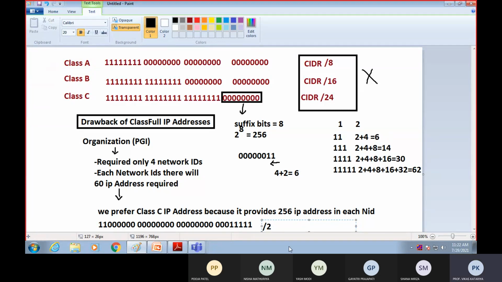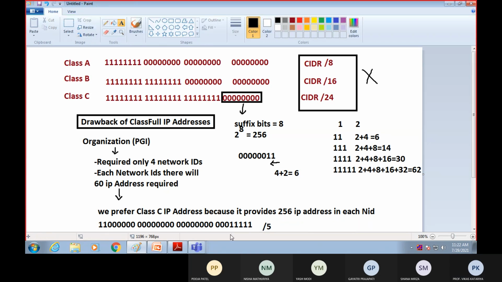According to the network IDs, the CIDR notation will be /2. And according to the host bits, there will be a 5. So this is the actual meaning of CIDR notation: how we calculate, and how we preserve IP addresses from being wasted.